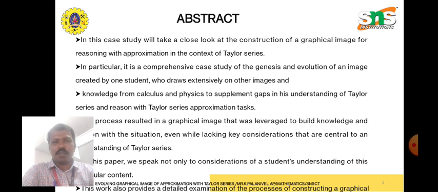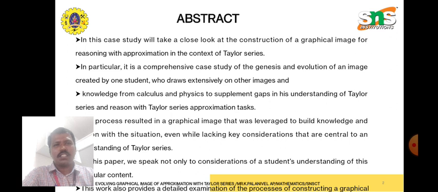First, the abstract. In this case study, we take a close look at the construction of a graphical image for reasoning with approximation in the context of Taylor series. In particular, it is a comprehensive case study of the genesis and evolution of an image created by one student who draws extensively on other images and knowledge from calculus and physics to supplement gaps in his understanding of Taylor series and reason with Taylor series approximation tasks.